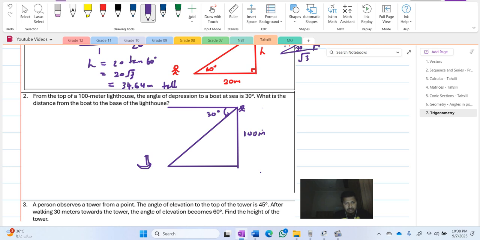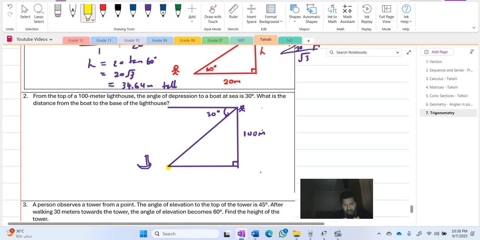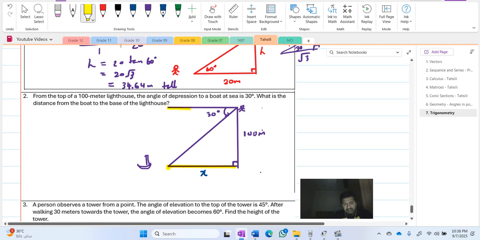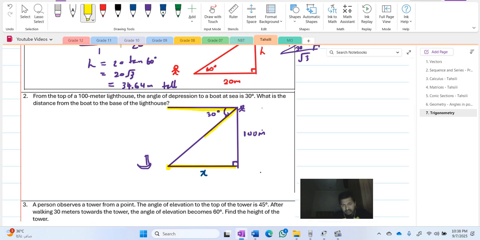What is the distance from the boat to the base of the lighthouse? So this is the base of the lighthouse. What's the distance between the boat and there? We can just call this x and solve for x. Now remember to take an alternate angle. So that 30 degrees, we see a Z here, and this is 30 degrees. Again, we have opposite and adjacent, so tan 30 is equal to 100 over x.